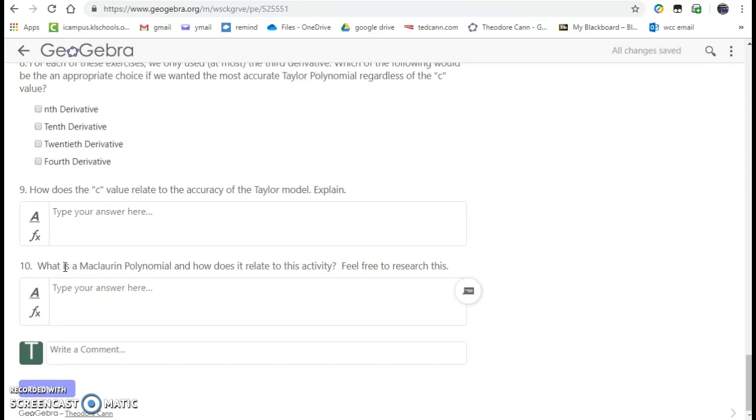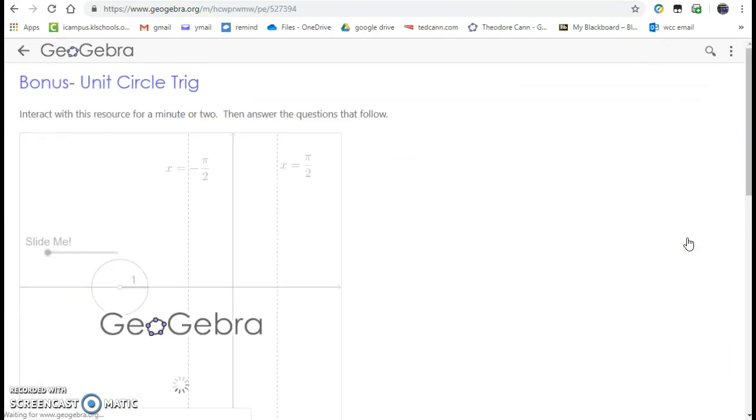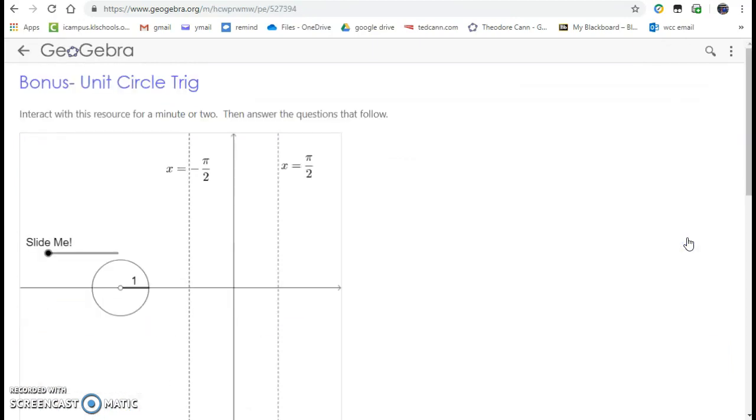But what I would like you to do, don't just copy and paste the textbook definition, because that's not going to convince me that you actually understand what a Maclaurin polynomial is. Right? So paraphrase it, put it in your own words. All right? So that's the tech assignment C. And then the bonus, that's different, completely different. It's strictly related to unit circle trig, which is, again, a recurring theme of the course.